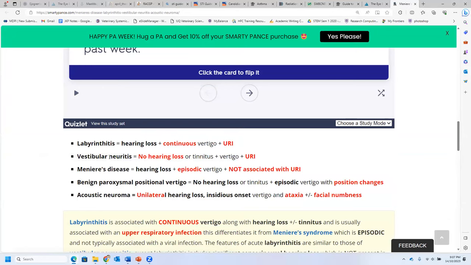Whereas in vestibular neuritis, there will be no hearing loss or tinnitus. There will just be vertigo, and it usually happens after an upper respiratory infection. In Meniere's disease, there will be recurrent hearing loss, episodic vertigo, but there is no association with the upper respiratory infection. Rather, there's a disturbance of the fluid inside the cochlear canals. BPPV, no hearing loss, just episodic vertigo with position changes. Acoustic neuroma, because it's a tumor, will come up with a unilateral hearing loss, insidious onset of the vertigo, and cerebellar features like ataxia and facial numbness.